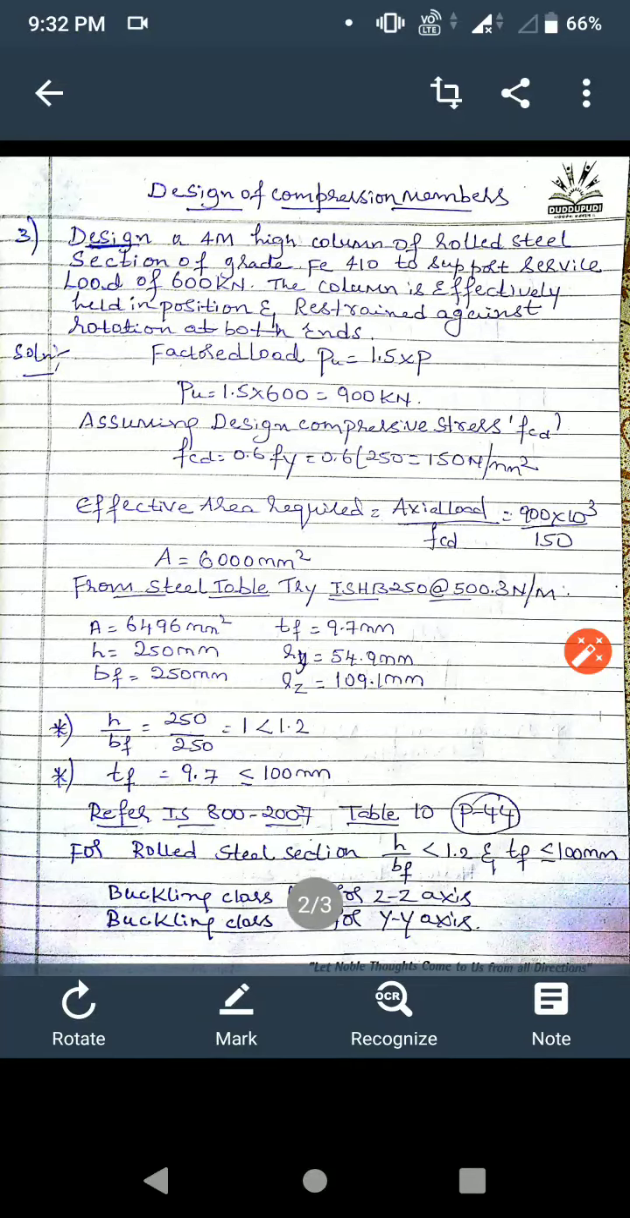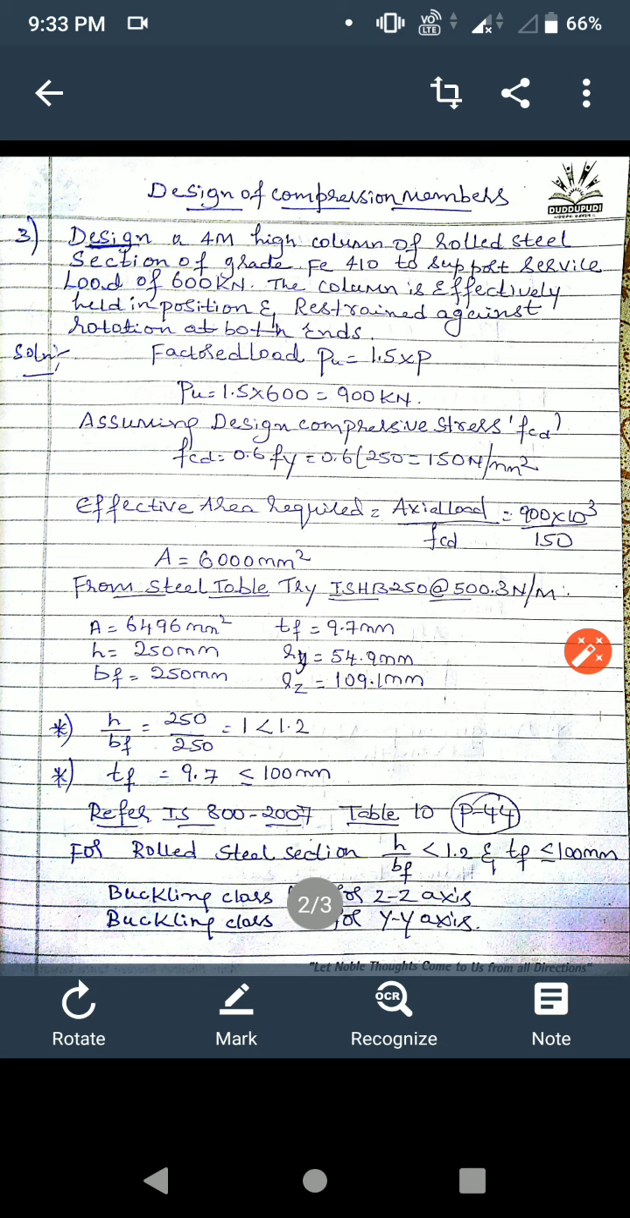Hello, good morning everyone. In previous videos we have discussed the analysis problem of compression members, that is to find the design compressive strength. In this video we will discuss a design problem of compression members. The question is, design a 4-meter high column of rolled steel section of grade Fe 410 to support a service load of 600 kN. The column is effectively held in position and restrained against rotation at both ends.